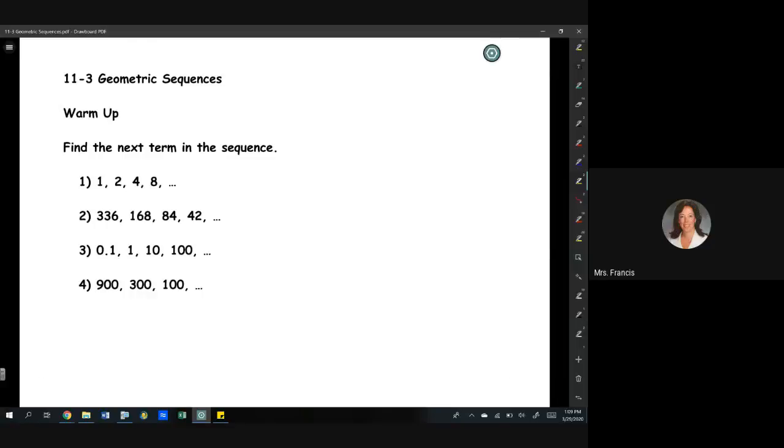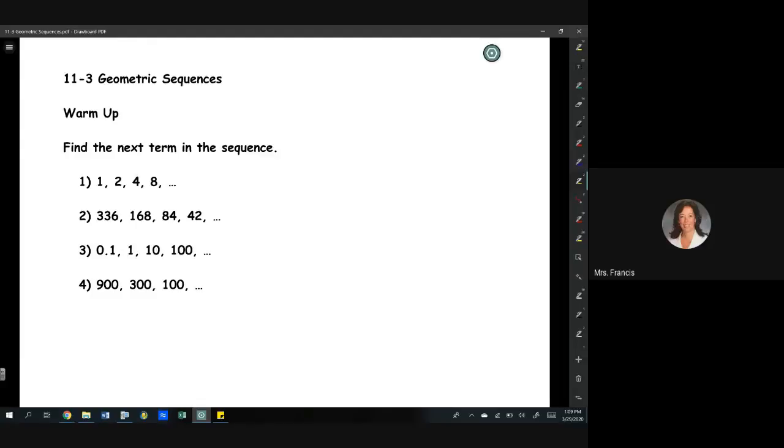Okay, hi everybody. Today we're going to be going through 11.3 geometric sequences. And as a warm-up, I have you taking a look at some sequences here. If you notice, they're not arithmetic. So we're not adding the same number or subtracting the same number each time to get to the next term. What we're doing here is we're multiplying by a number.